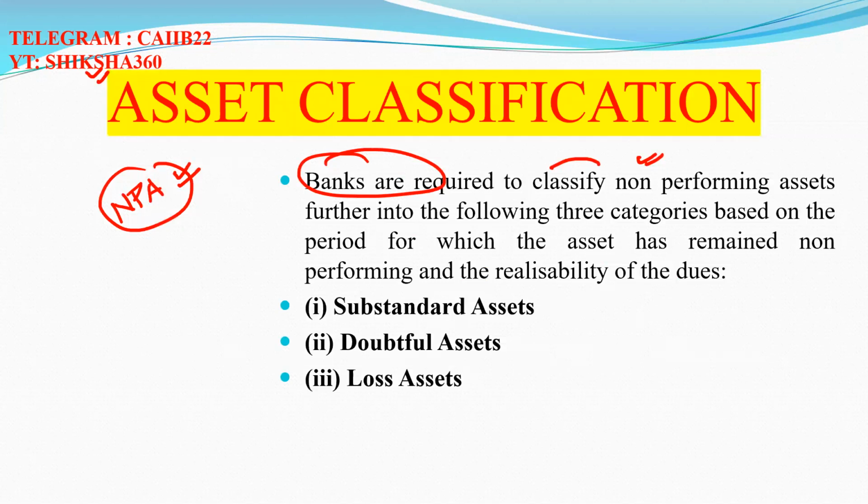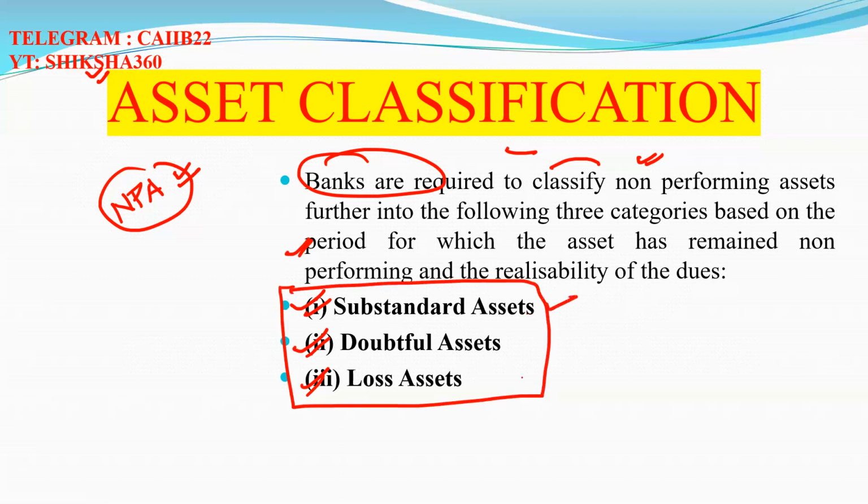The classification is based on the period for which the asset has remained non-performing and the realizability of the dues. So what are these 3 classifications? First one is the substandard asset, second one is the doubtful asset, and third one is the loss asset.